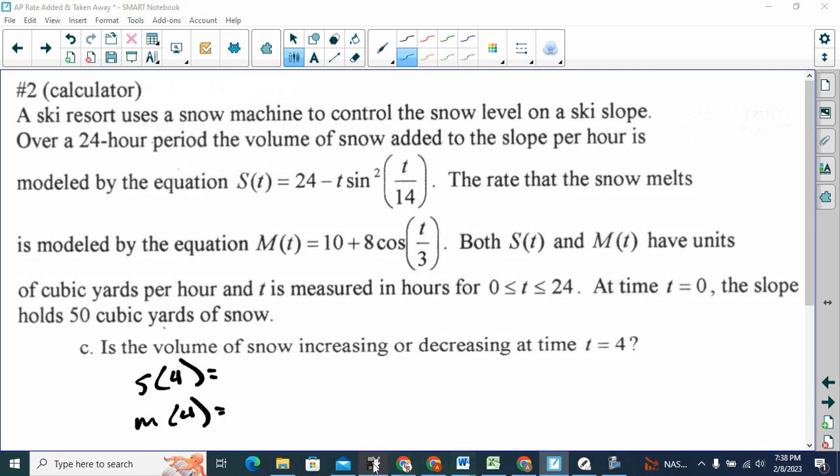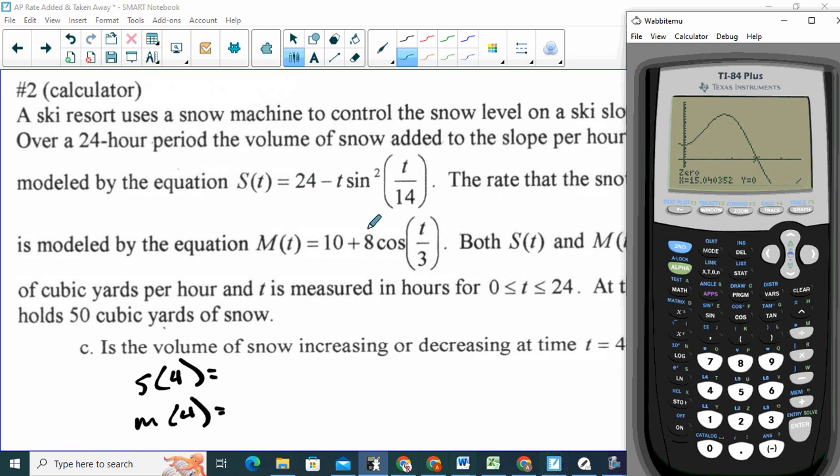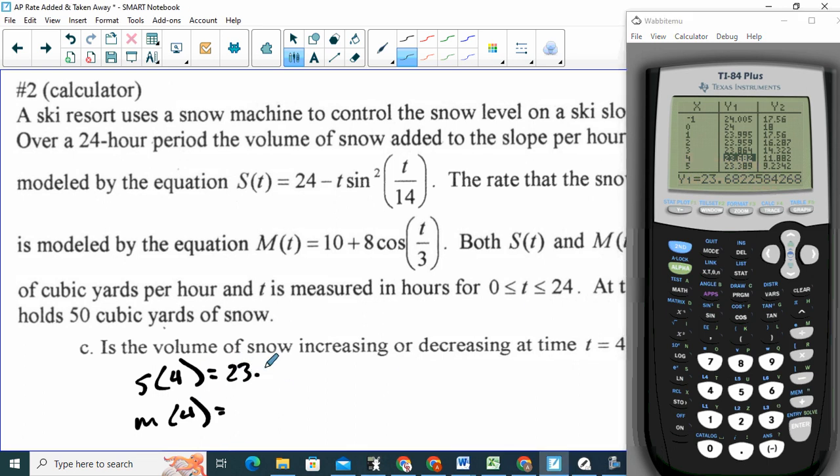So S of 4 and M of 4, you can get either by plugging them into the equation, or if we look at our table, second graph, right now it's just showing y3 because we turned off our other graphs. Turn y1 and y2 back on. At time 4, y1 is 23.682. If you ever need more decimals than it shows, you can highlight it and it shows the whole thing down here. 23.682. M of 4 is 11.882.